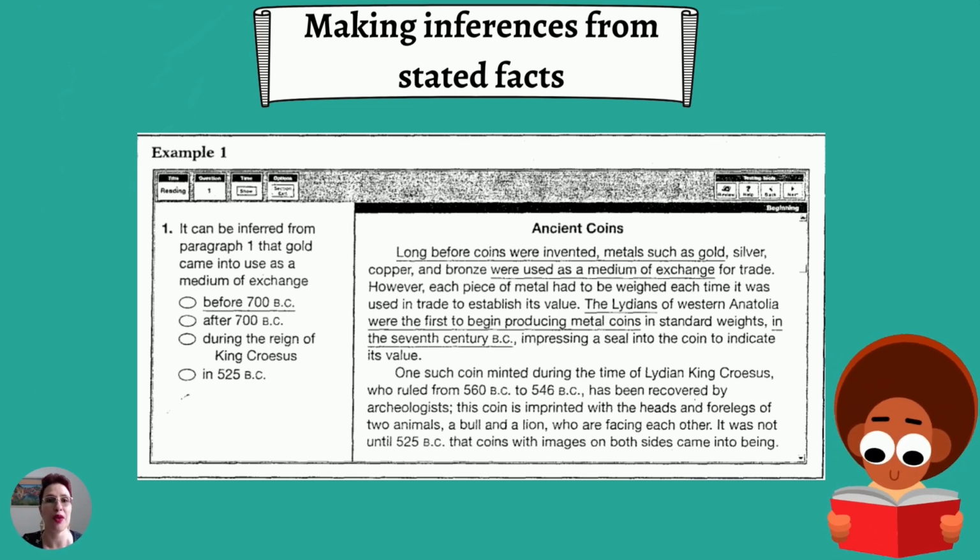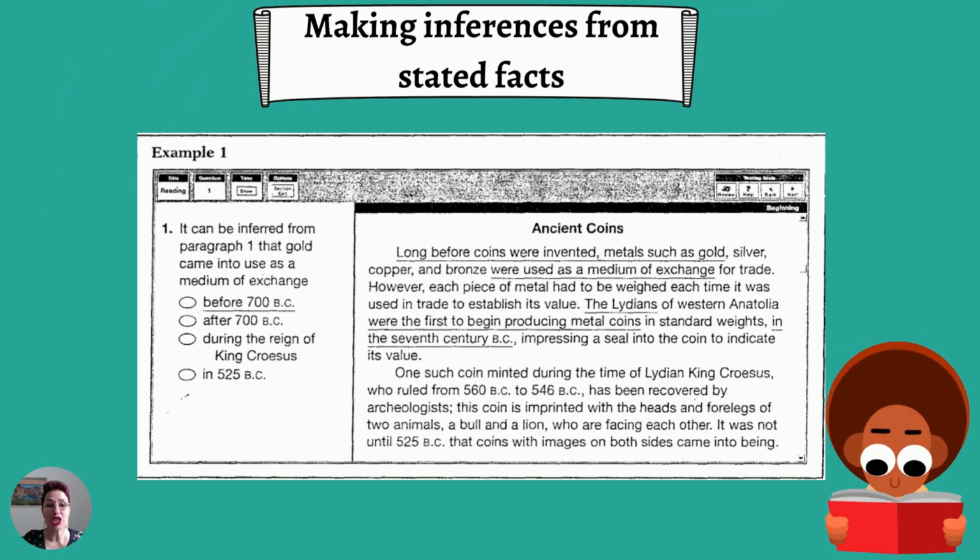So here is an example with the text ancient coins, and it asks you that it can be inferred from paragraph 1 that, which means that based on what you read on paragraph 1, the correct information is. It's not that hard, and the questions are divided specifically into paragraphs. So these kinds of questions are, again, questions that you can work with without reading the entire text. You can go to the question, the paragraph that the question refers to, and answer it, okay?